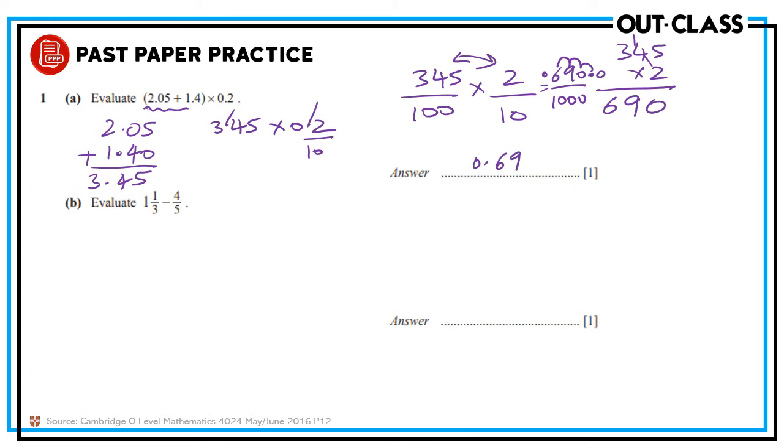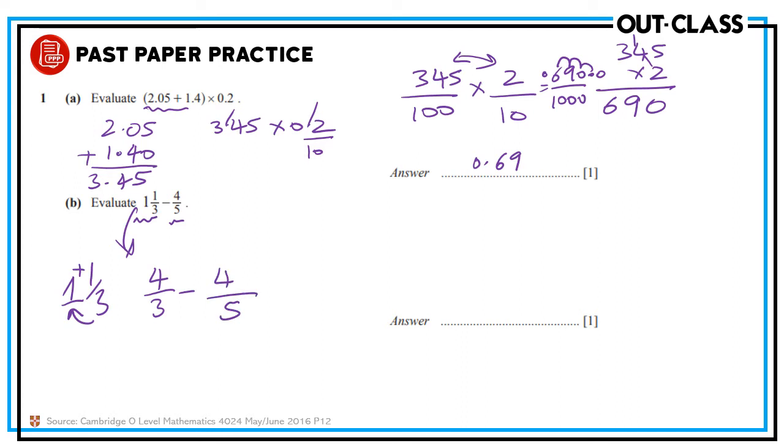And then the second part is a mixed fraction minus this. First step, let's convert the mixed fraction. How did we do it? Let's just do a refresher. All you do is denominator times the whole number plus the numerator. So it's 3 ones are 3 plus 1 is 4. So you get 4 over 3 minus 4 over 5.